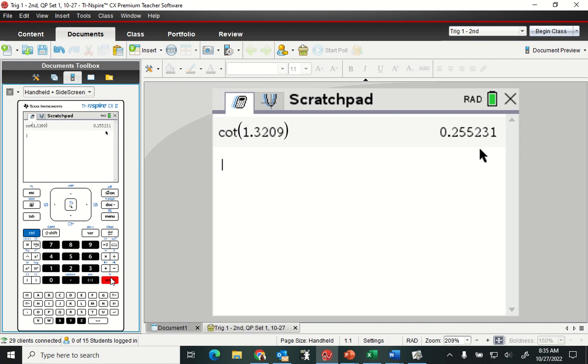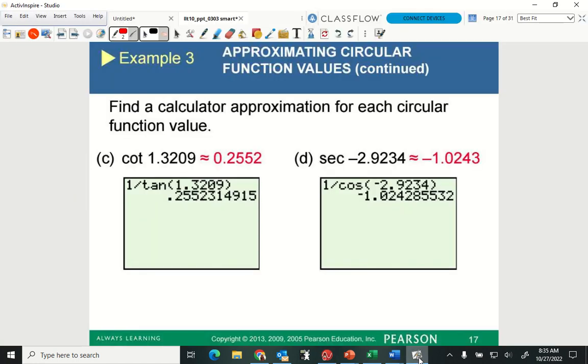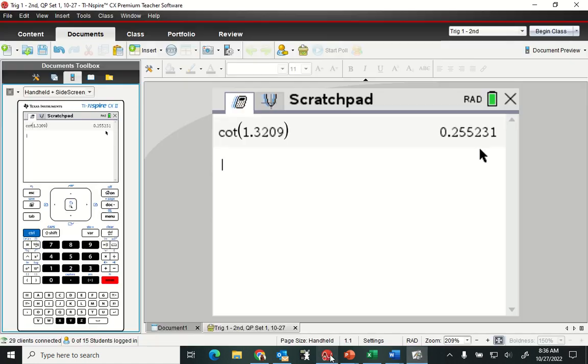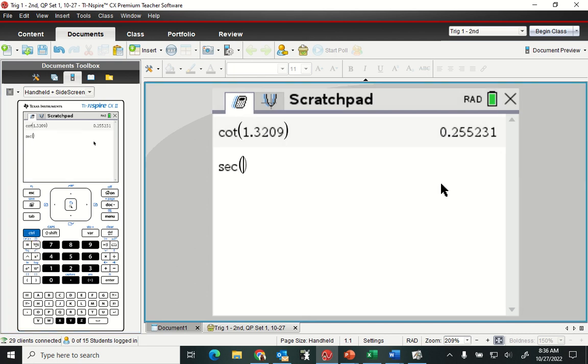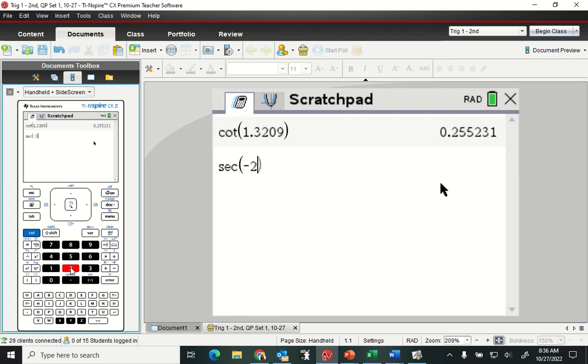But they've got to go through some extra stuff on their calculator. Yes, they do, because they have to put 1 over, since cotangent is the reciprocal of tangent. So you had to put it in upside down. Secant, negative 2.9234. 2 point what? 9, 2, 3. Like that? There we go.